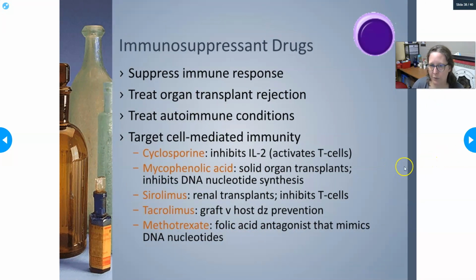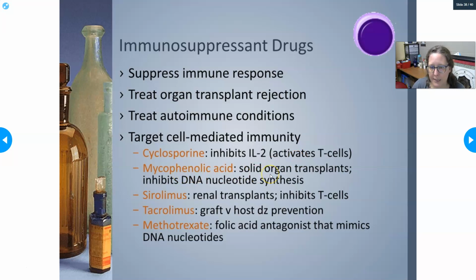And last, we have our immunosuppressant drugs that suppress the immune system. So they're often used to treat organ transplant rejection. So they're just automatically given for people to get organ transplants, but they're also used to treat autoimmune conditions. And most target cell-mediated immunity. So cyclosporine will inhibit interleukin-2, which normally activates your T cells.